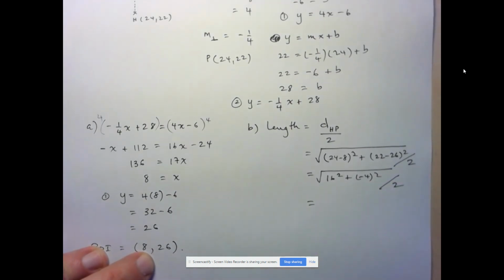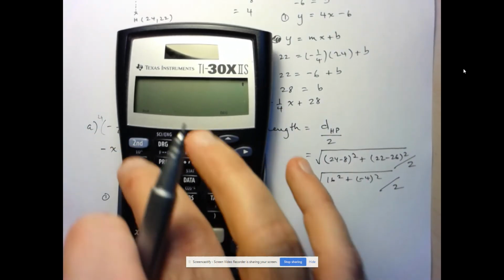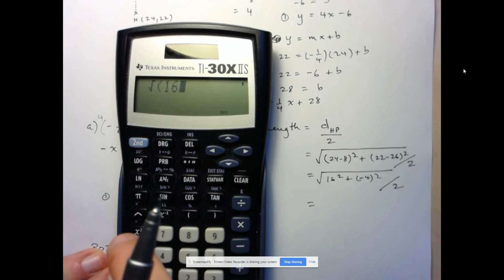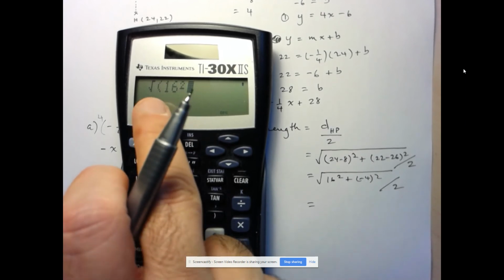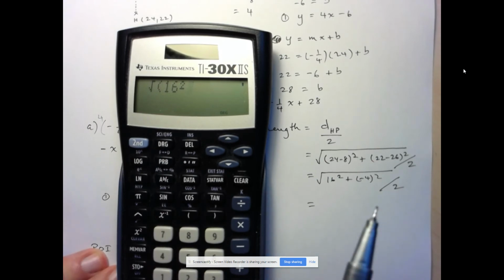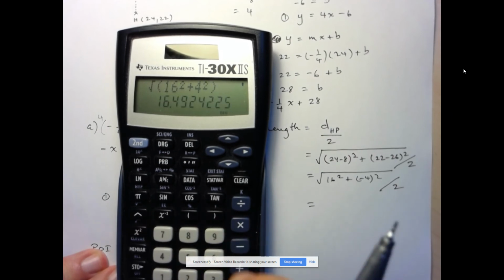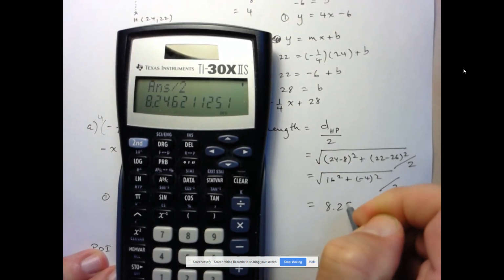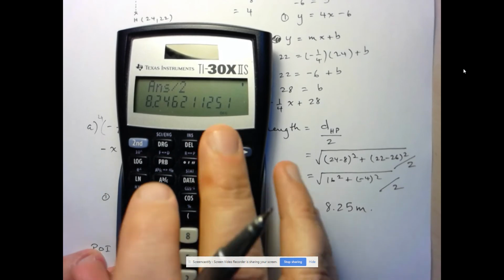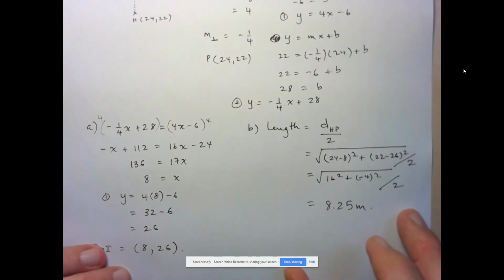So let's put that into our calculator here, and we've got the square root of 16 squared. Now remember, if your calculator doesn't open brackets up, you need to do that yourself. So again, you need to know your calculator well. Plus, well, negative 4 squared is the same as just 4 squared. And so that's 16.49 divided by 2. So it's about 8.25 meters. All right, now since this question is a context, I'm expecting an approximated answer.